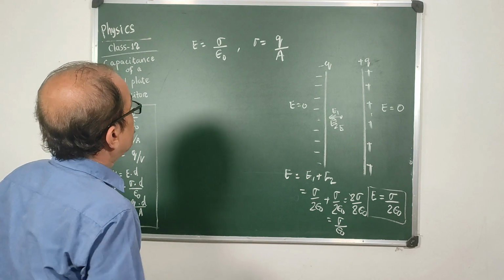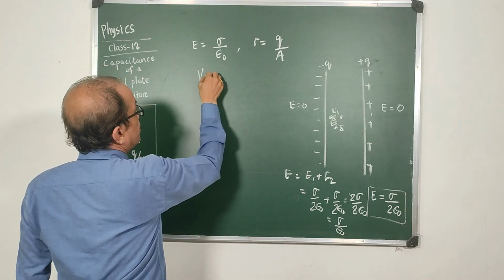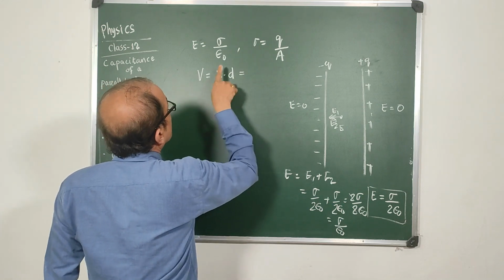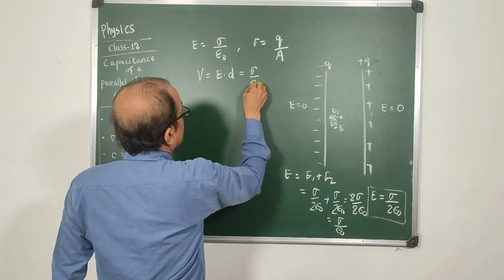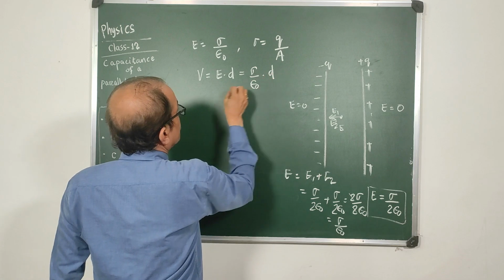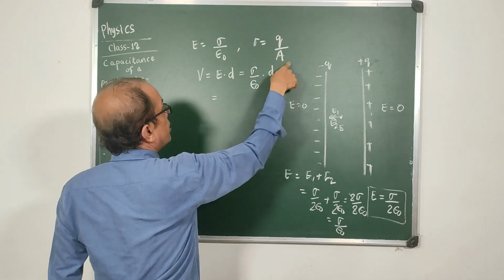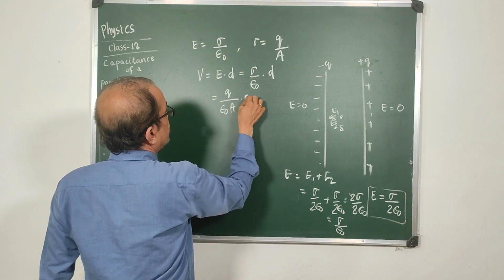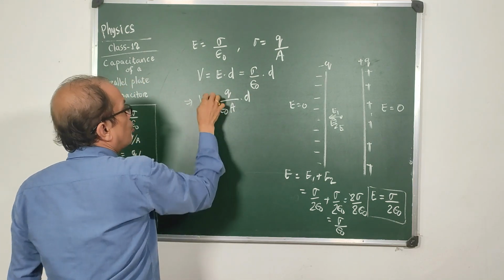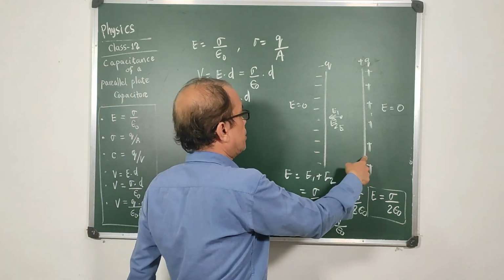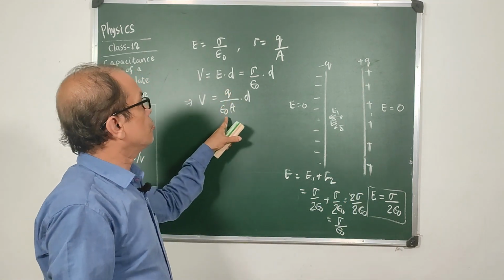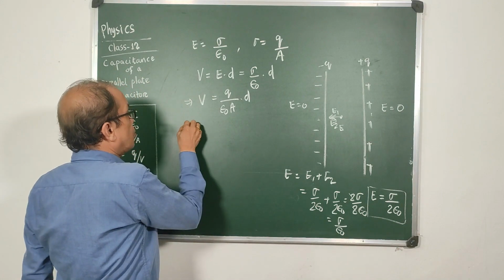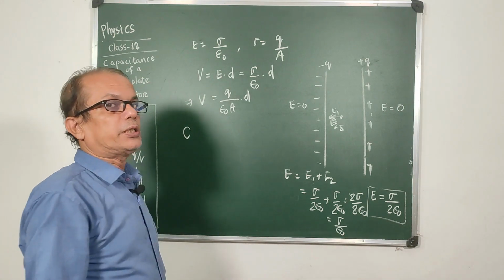So now you know electric potential V is E into D. So this will be sigma by epsilon 0 into D, which in turn, since sigma is q by A, we will have q by epsilon 0 A into D. So we have got the potential between the two plates as V equals q by epsilon 0 A into D. And now it's the turn to find the capacitance.